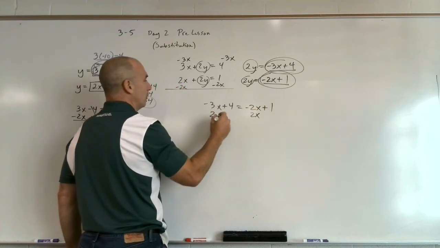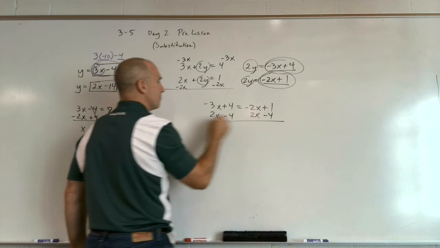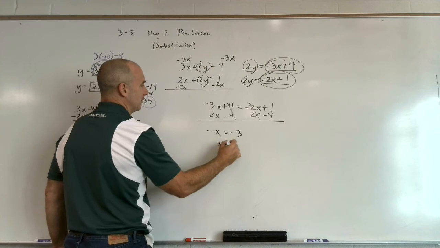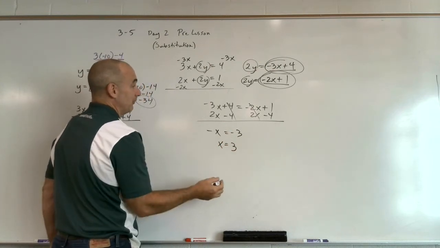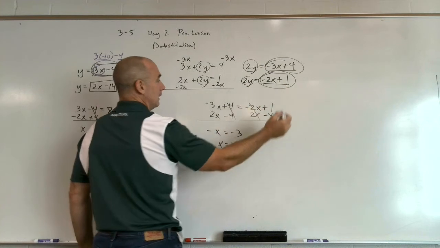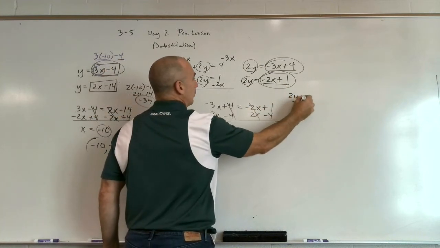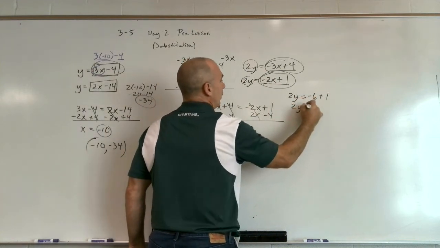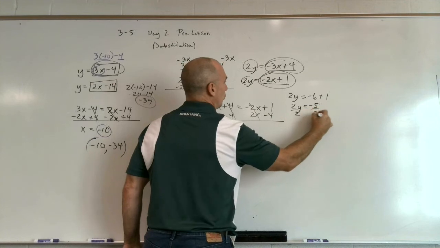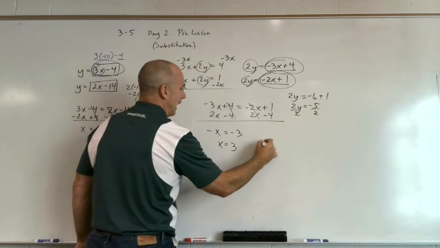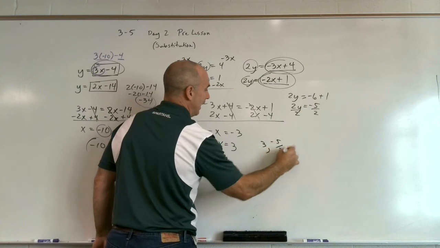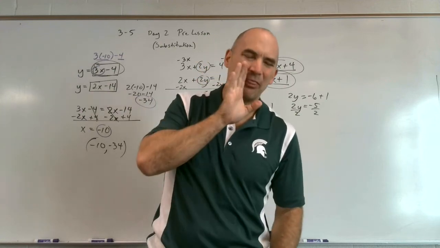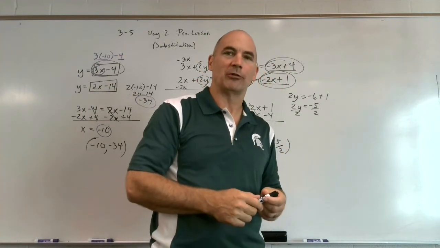I'm going to add 2x to both sides, subtract 4, and zwink. So I get -x equals -3, so positive x equals +3. Where am I going to find y? I don't know, I'll just plug it in this one. So I'm going to go 2y equals -2 times 3, which would be -6 plus 1. So 2y equals -5, divided by 2, and that tells me that my y is -5/2. Again, would it have been easier to use elimination? I think so. But that's a little way you can use substitution as well.